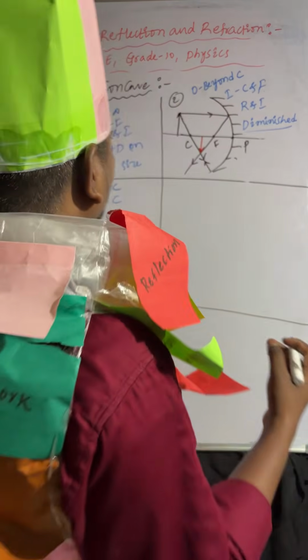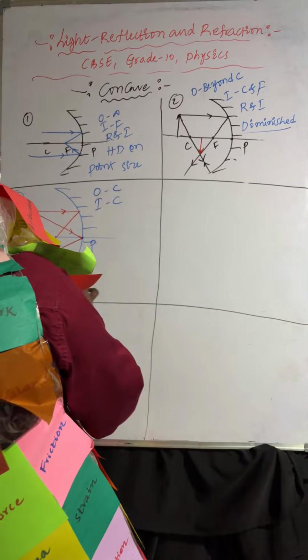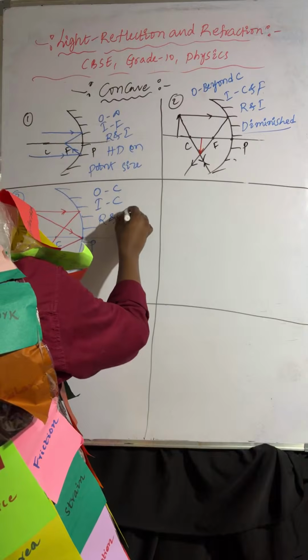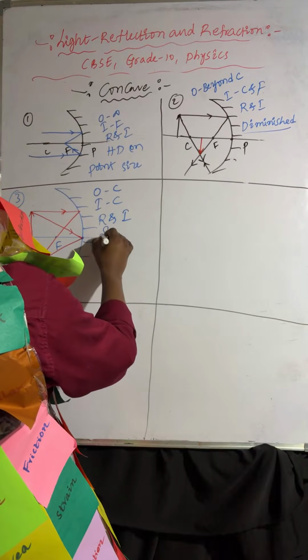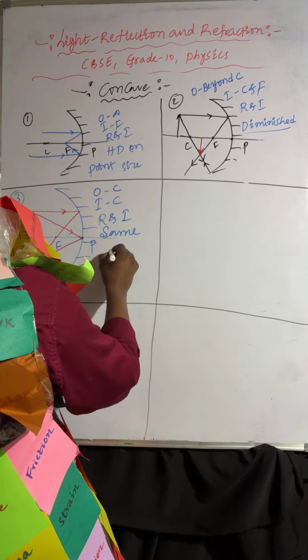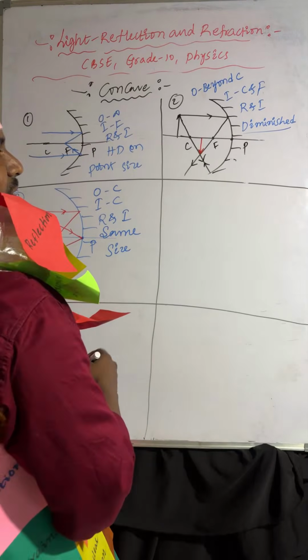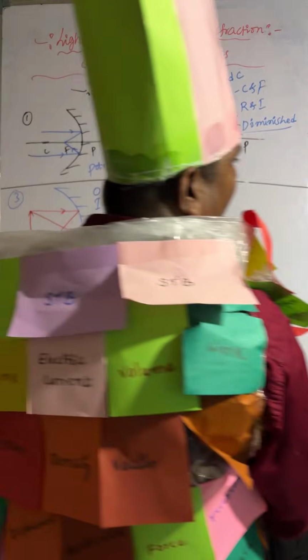Now, object is placed at C, image also formed at C. Nature of the image is real and inverted. Size of the image is same size. I hope it is very clear.